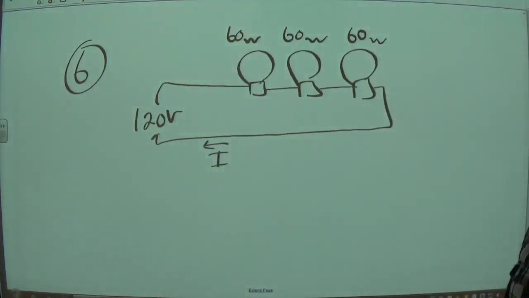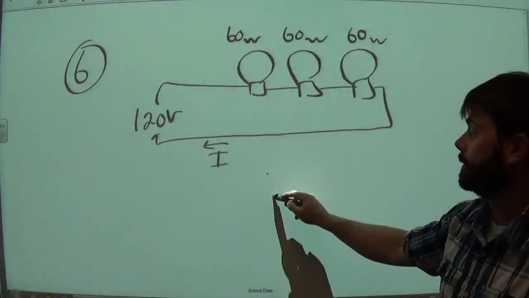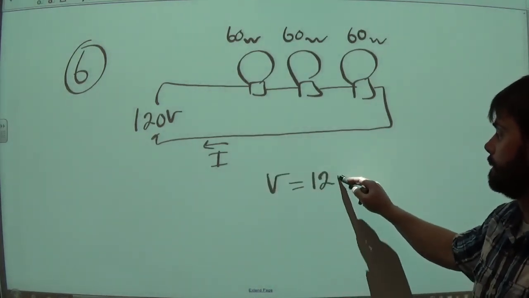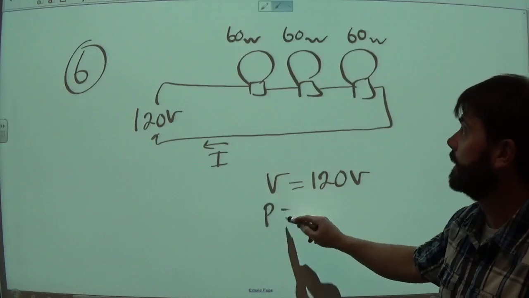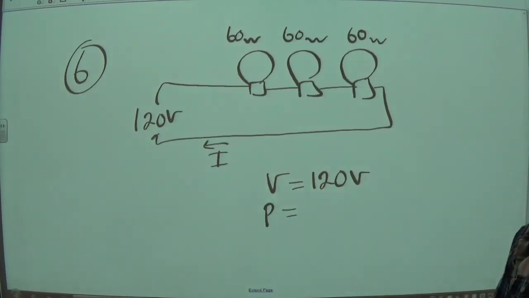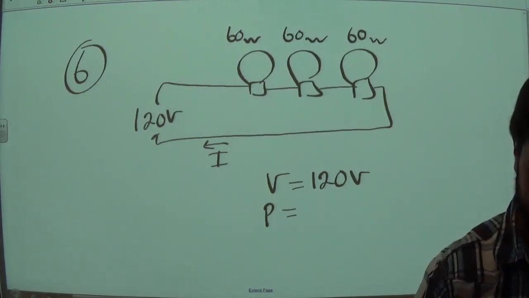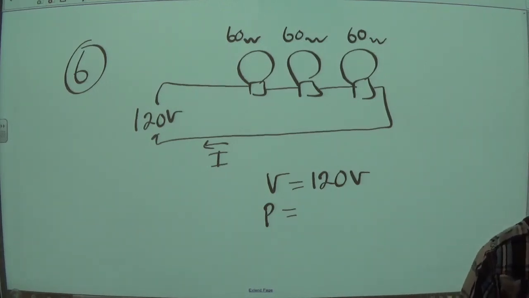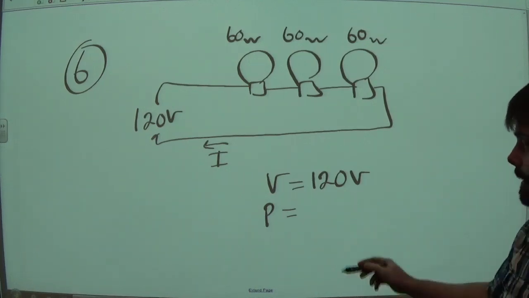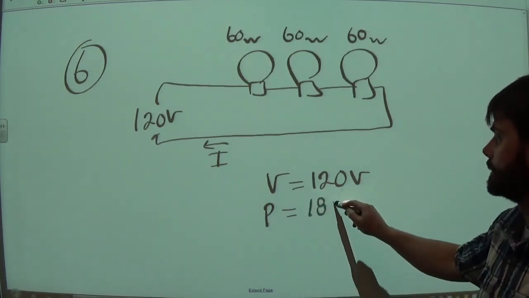Well, let's take a look at what we do know. We do know that the voltage is equal to 120 volts. We know the power is equal to all of the bulbs added together. I mean, obviously the more things you connect, the more power they're going to consume. So if we have 60 watts plus 60 watts plus 60 watts, we know we get 180 watts total.